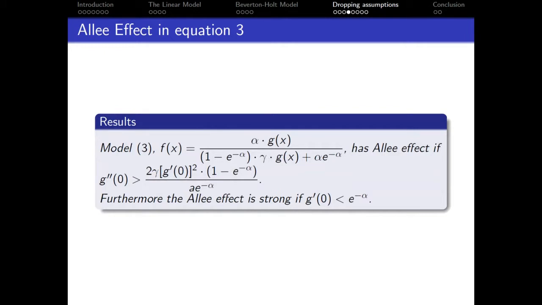We then do the same thing for equation 3 and find that equation 3 has Allee effect if g double prime of 0 is greater than 2 gamma g prime of 0 squared times 1 minus e to the negative alpha over a e to the negative alpha. Furthermore, the Allee effect is strong if g prime of 0 is less than e to the negative alpha.